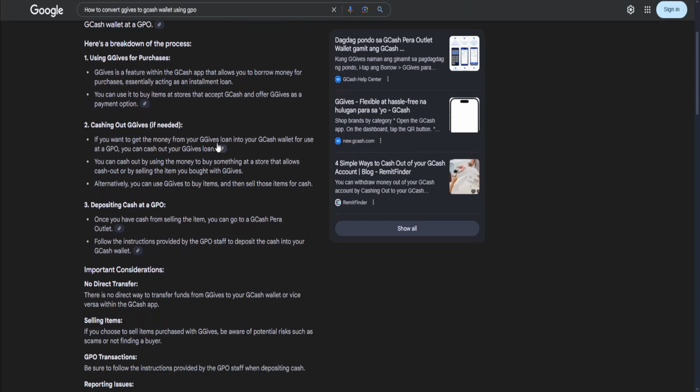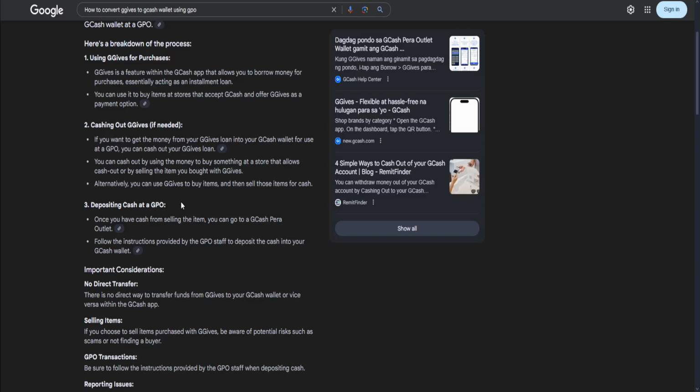So you want to cash out the GGives. If needed, you want to get the money from your GGives loan into your GCash wallet for use at a GPO, you can cash out your GGives loan. You can cash out by using the money to buy something at a store that allows cash out, or by selling the item you bought with GGives. Alternatively, you can use GGives to buy items and then sell those items for cash.